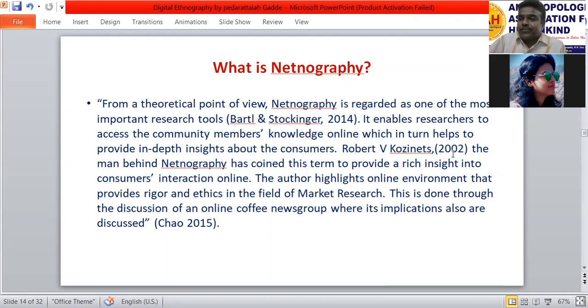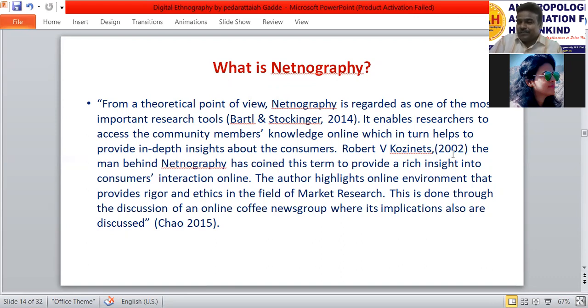From a theoretical point of view, netnography is regarded as one of the most important research tools. Quoted from Bartle Stockinger, published in 2014: it enables researchers to access the community members' knowledge online, which in turn helps to provide in-depth insights about the consumers. The key words are consumers, online. The data is already available online, data about the consumers.